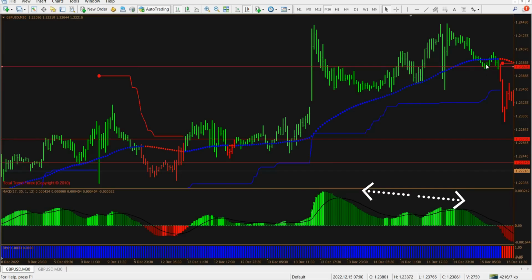You can also see MACD move down. We have got a profit of around 210 pips. And 7 times more profit. This is amazing.